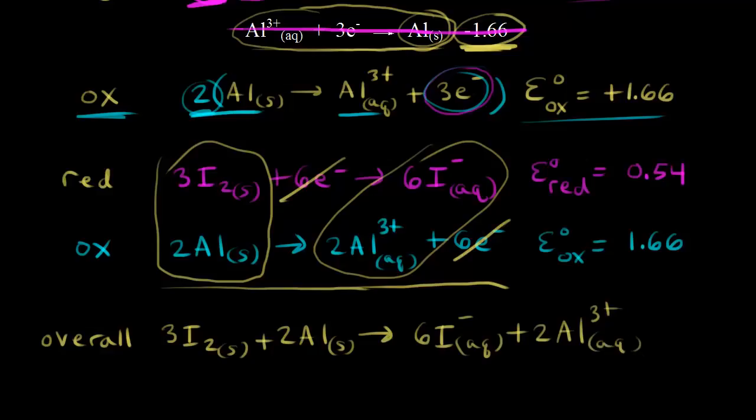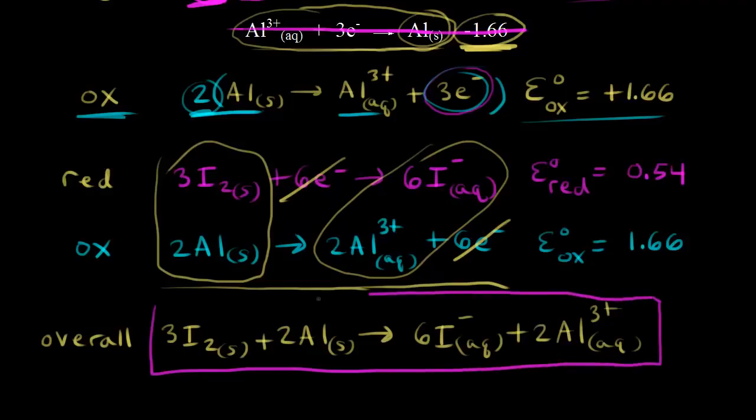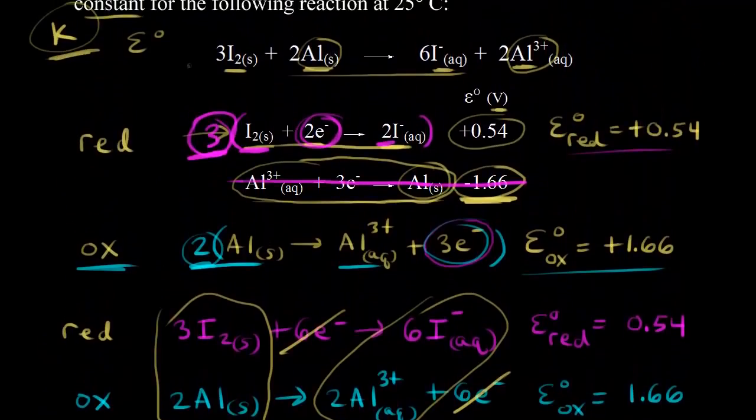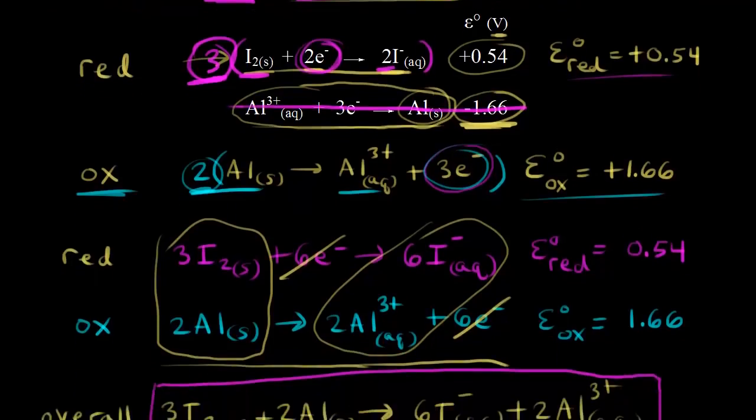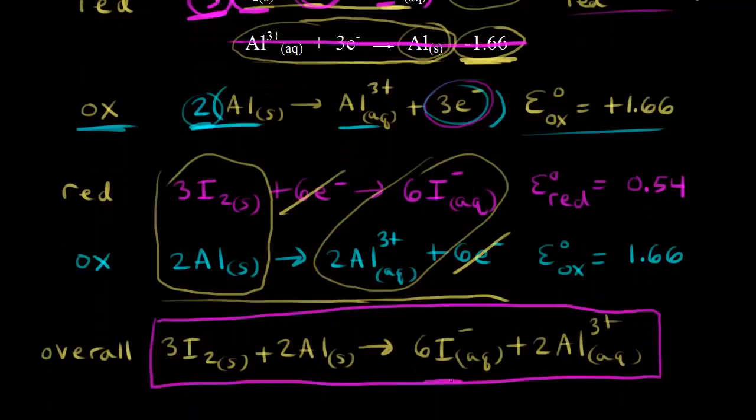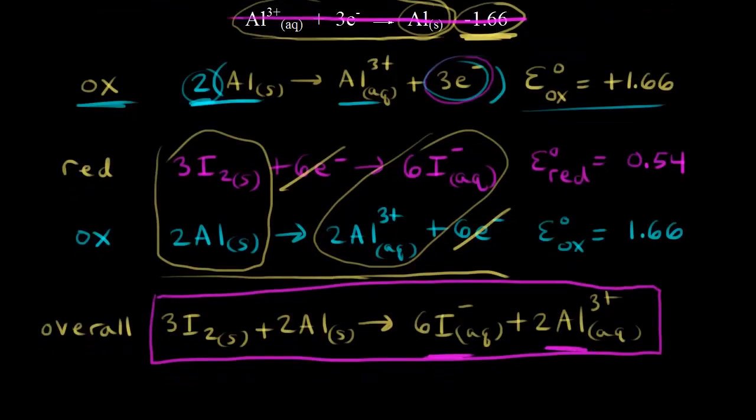So this should be our overall reaction, right? This should be the overall reaction that we were given in our problem. Let's double check that real fast. So 3I2 plus 2Al should give us 6I minus plus 2Al3 plus. So we got back our original reaction.